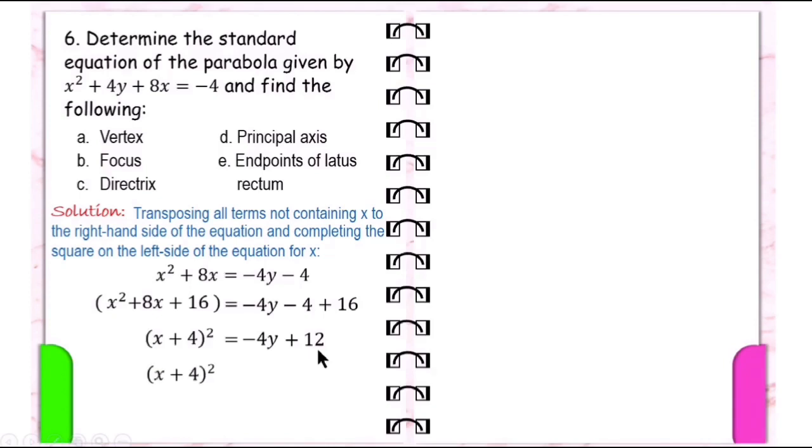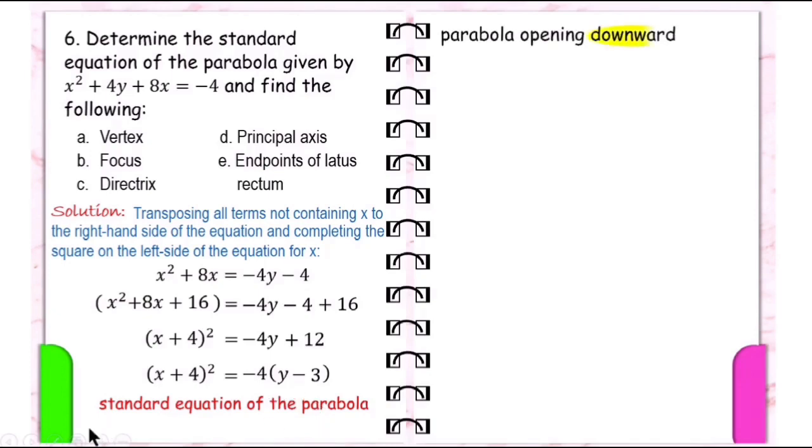Then we factor negative 4. We have negative 4 times y. Then here, divide 12 by negative 4. So 12 divided by negative 4 is negative 3. And this is now the standard equation of the parabola. Since the equation is quadratic in x and it is negative here, this is a parabola opening downward.